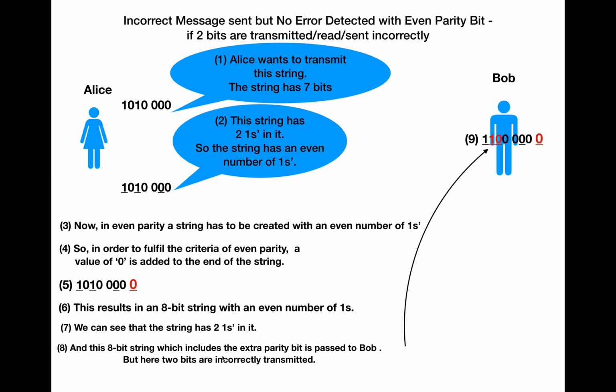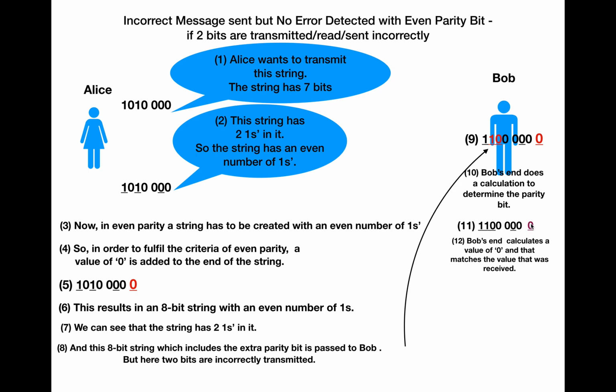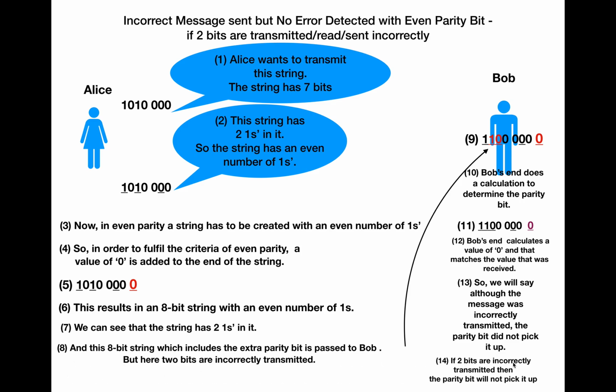But what happens when Alice sends the string to Bob is that 2 bits are incorrectly transmitted. We can see that here the 0 is transmitted as a 1, and this 1 is transmitted as a 0. So this is the string Bob receives. Bob does a calculation to determine the parity bit, and he determines that the parity bit should be 0 with even parity. And so Bob calculates 0 and Bob received a 0. But even though Bob calculated 0 and there was a 0 received, the message was actually incorrectly transmitted, but the parity bit did not pick it up. So if 2 bits are incorrectly transmitted, then the parity bit will not pick it up.